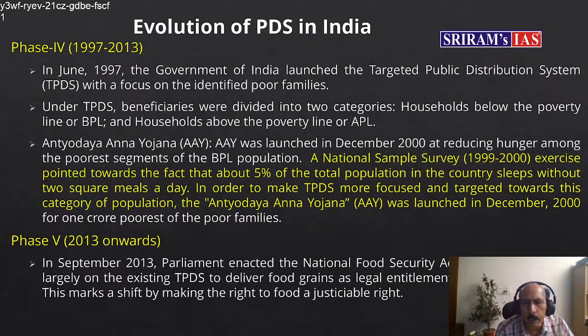And therefore, under the TPDS system, the beneficiaries are divided into two categories: those who are below the poverty line, that is BPL families, and those who are above the poverty line. Because at that point of time, we didn't have any other criteria to identify the poor people. Therefore, the BPL line, as identified by the Expert Committee of the Planning Commission, the state-wise BPL lines were available to us from 93-94 onwards.